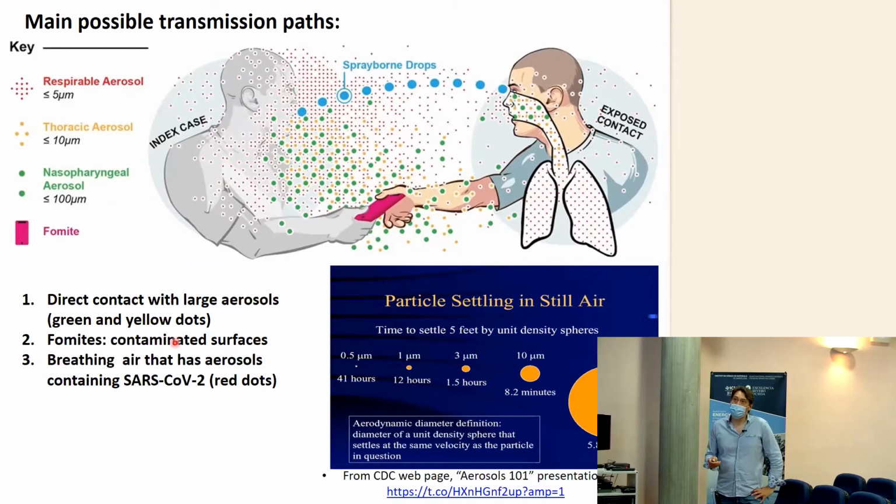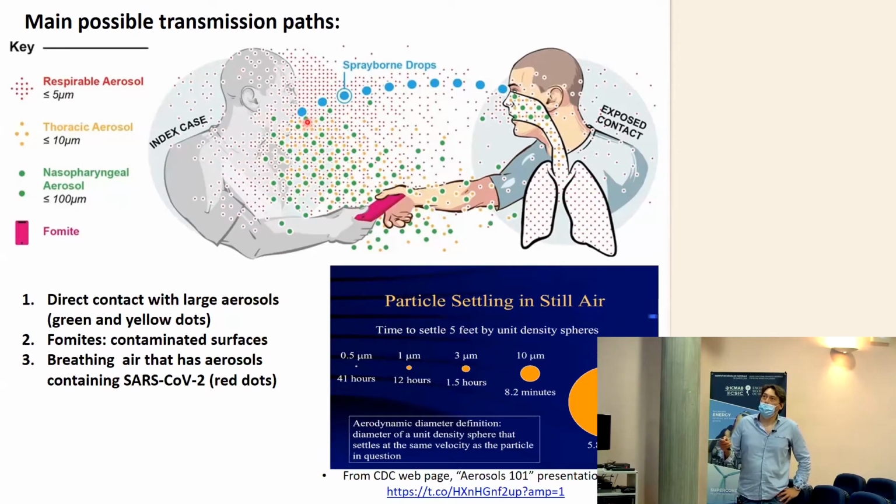Here I'm showing three main possible transmission paths. One is direct contact with large aerosols, which I will explain now. Second is fomites, so surfaces that are contaminated. And the third one, the most important one right now, is breathing air that contains aerosols of COVID. So in this cartoon, we're trying to summarize all these transmission ways.